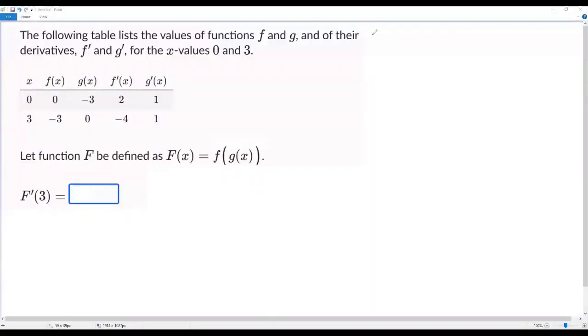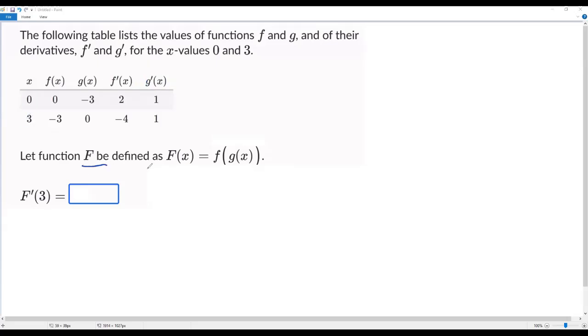Here we have an AP Calculus problem. Okay, let's go with the information. The following table lists the values of functions f and g and their derivatives f prime and g prime for the x values 0 and 3. Here we have a table of values for f of x and g of x, and the first derivative of f of x and the first derivative of g of x, for the two values x equals 0 and x equals 3.